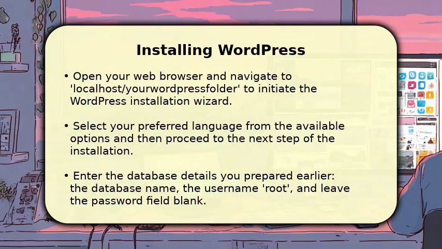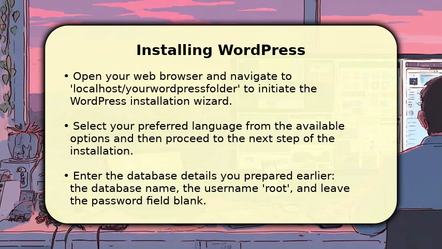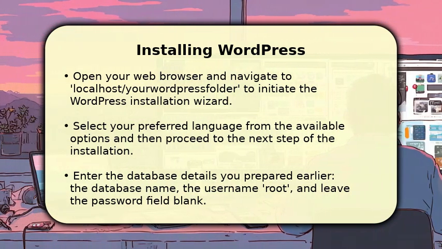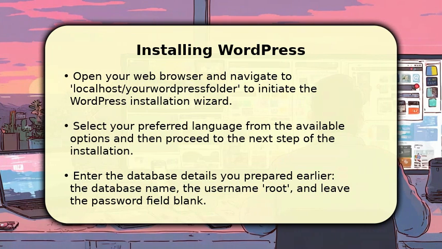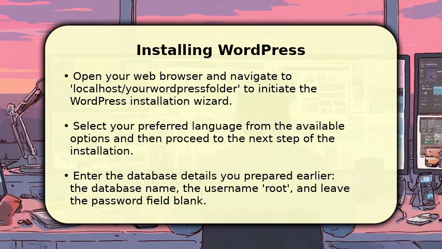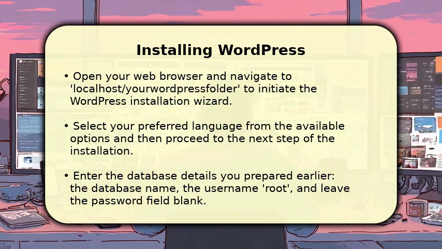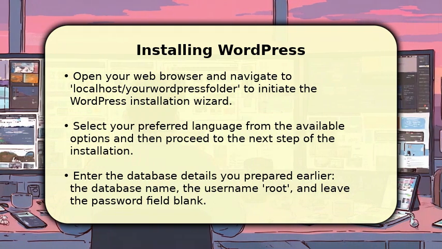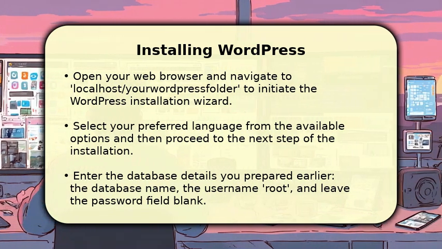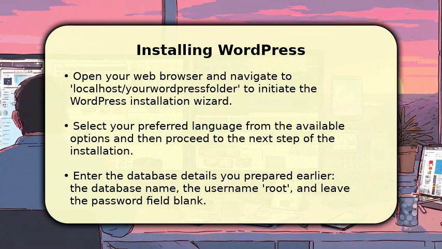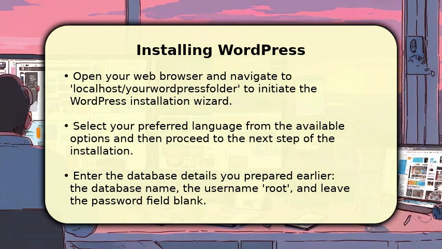With your database ready, it's time to install WordPress. In your web browser, go to localhost/yourWordPress folder to start the installation. You'll first select your language. On the next screen, input the database details you just created: your database name, the username root, and leave the password field empty. Finally, complete the quick 5-minute installation by setting your site title, creating an administrator username and a strong password, and providing your email address.